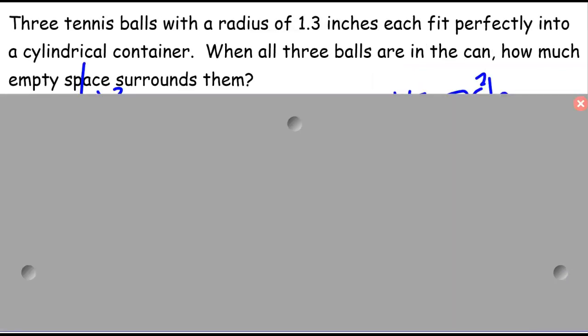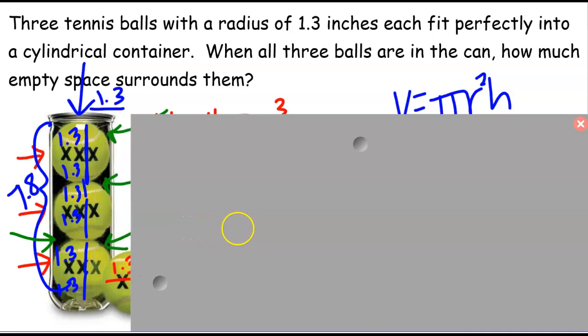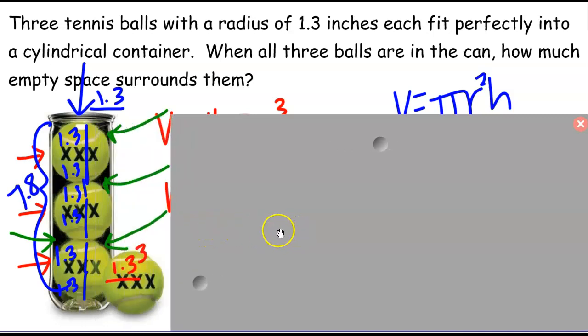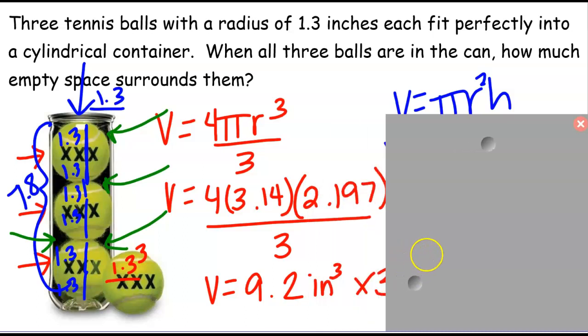Okay, 3 tennis balls. I feel like you guys have seen a question like this before, so hopefully you're able to envision this. It says 3 tennis balls with a radius of 1.3 inches will fit perfectly into a cylinder container. When all 3 balls are in the can, how much empty space surrounds them? Well, I need to start with the volume of a tennis ball. I've got my radius is 1.3, and remember my formula for volume is 4 pi r cubed divided by 3. 1.3 to the third is 2.197.